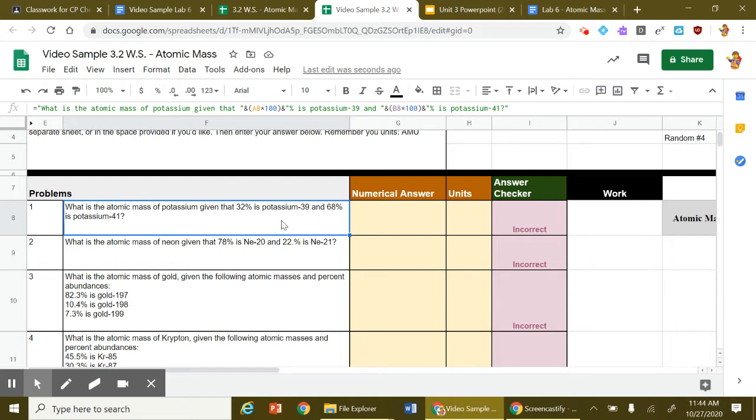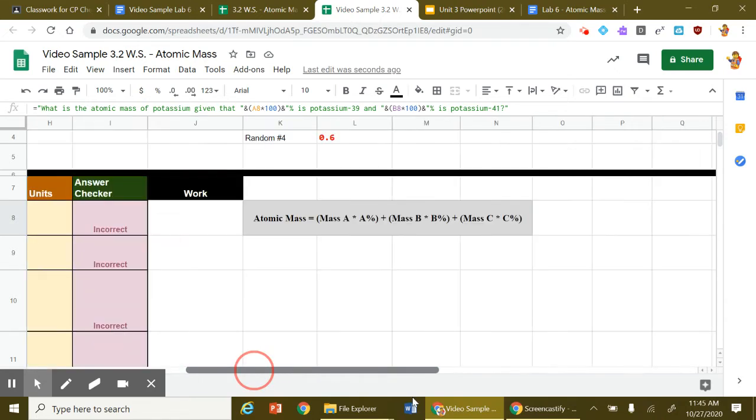they're potassium 39, and 68% have a mass of 41, they're potassium 41. So this average, we can tell, is going to be somewhere between 39 and 41. It's probably going to be a bit closer to 41 because more of the potassium is this potassium 41 isotope. So here is the formula for it. It's pretty simple. Okay, the formula is this.